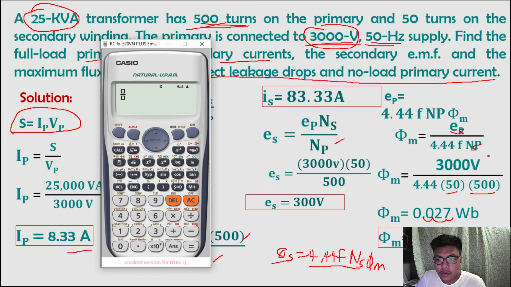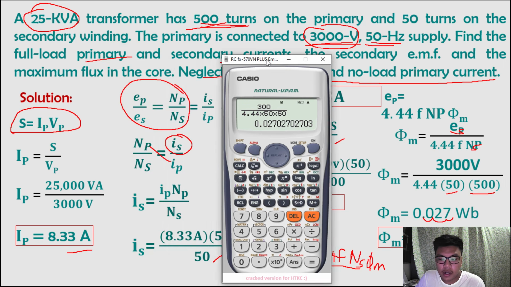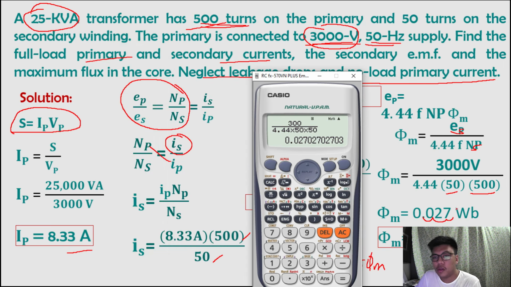Okay. So, we have E sub S that is equal to, ayun, nasolve natin, 300 volts. Then, 4.44 times yung ating frequency, 50 Hz pa rin, ano? Same lang. Without change of frequency, di ba? Natandaan. Then, N sub S is 50 turns. So, solving, we have, so, yun pa rin. Same lang na sagot. 0.027 Weber. So, pwede natin gamitin, ano? Secondary or primary turn components, ano?